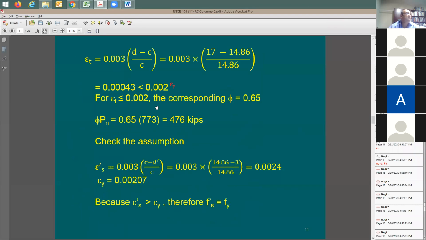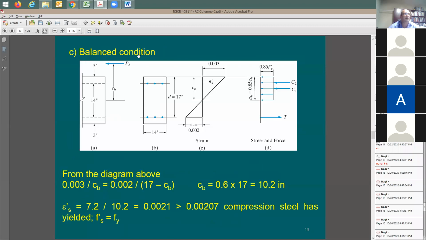So item C, section C of the problem, is the balance condition. What happens in the balance condition? It's going to be a unique point. It happens when the concrete compression strain is 0.003, which is a standard. This is the failure point or capacity point. And the strain in the tension steel is the yield point, which is 0.002. Now just imagine if you have grade 75 steel. This point is not going to be 0.002, it's going to be 0.0025. Am I correct? Does it make sense? You say yes, because this strain value of 0.002 happens only for grade 60.